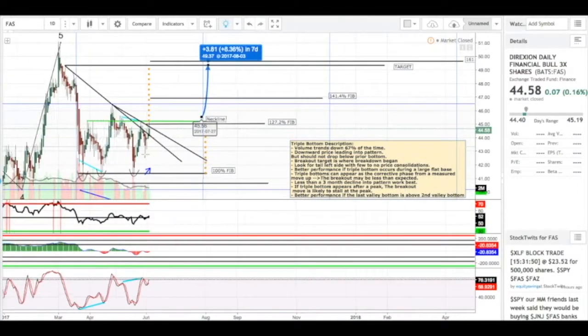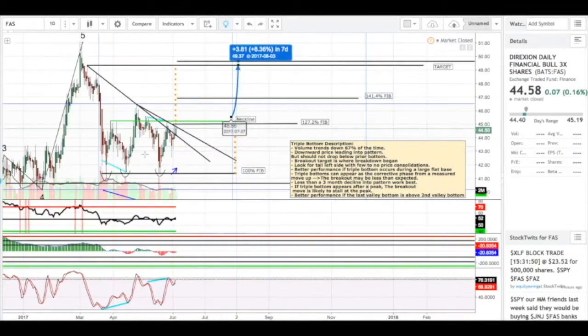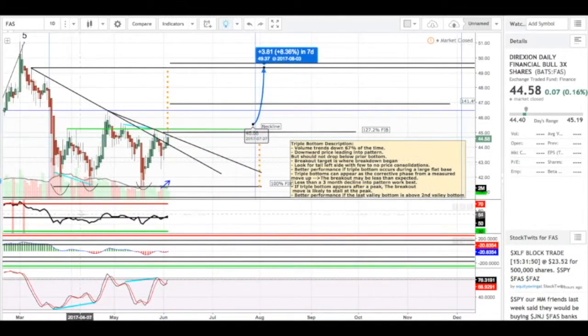All right, so here on the daily, I zoomed out to the daily right here because I think that this triple bottom here is very interesting, as well as some daily divergences, which are multitudes times more powerful than anything on the hour time frame.